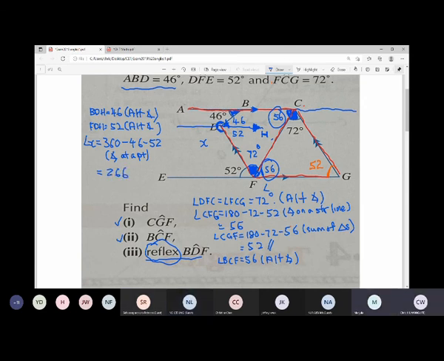262. Now you know what they call reflex, because it is more than 180 degrees, right? So the answer is this. Okay, all correct. It's 262. I put 266. It's 262. Sorry, 262. Okay.